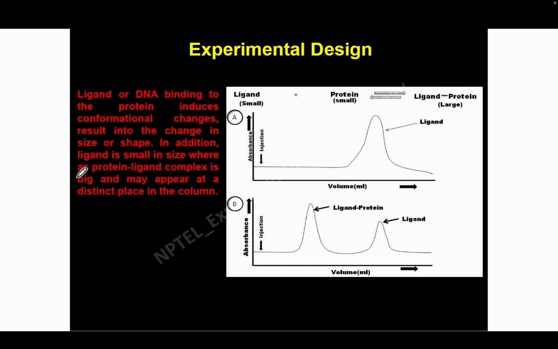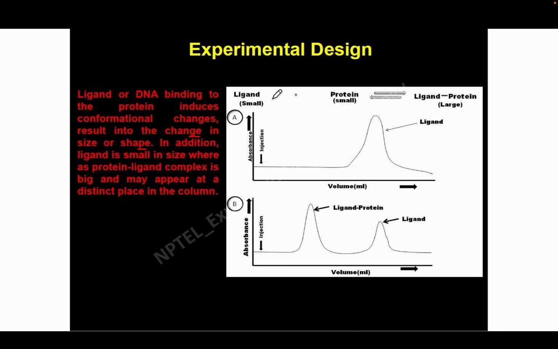So experimental design will be: the ligand or DNA binding the protein induces conformational changes, resulting in a change in size and shape. So you can always tell whether the interaction is happening or not by EMSA, the electrophoretic mobility shift assay. But during purification also you can know, because during gel filtration chromatography you are tracking the molecular weight. So if your protein is interacting with ligand, there will be a shift in the ligand-protein complex and only ligand.